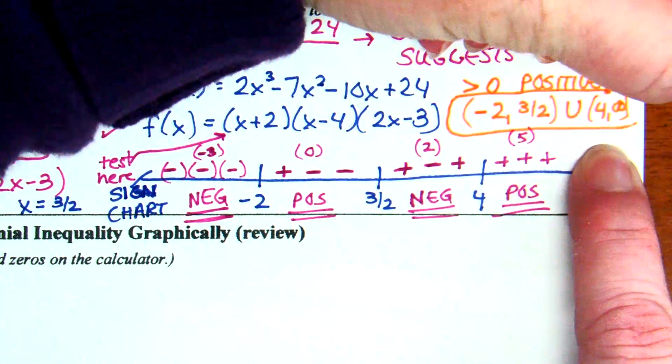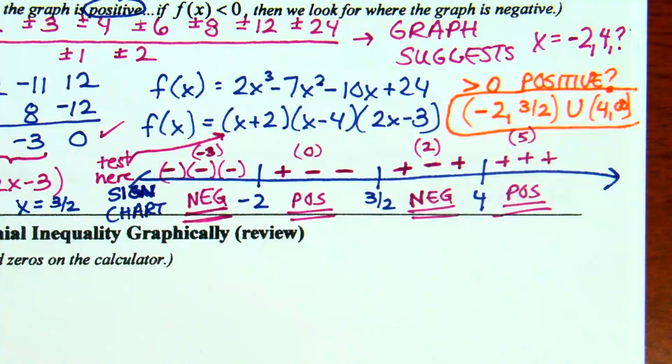Sorry guys, I ran out of room. I used parentheses because it was just asking for greater than. If it says greater than or equal to, then we would use brackets. But I just used parentheses for the greater than.